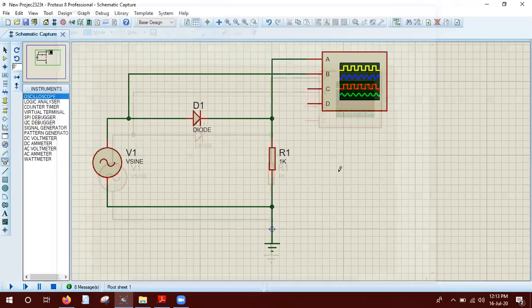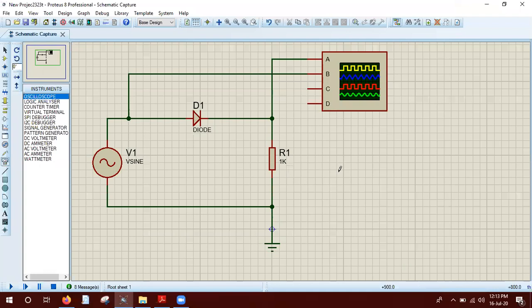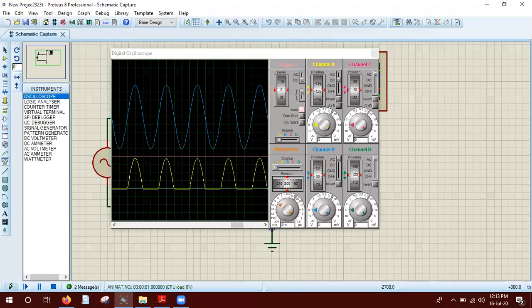Okay, so is the half-wave rectifier clear, or should I discuss more, my students? Is it clear? Yes, sir. We can move to the full wave rectifier. Can we move to the full wave rectifier? Yes, sir. Go ahead, sir. Okay.